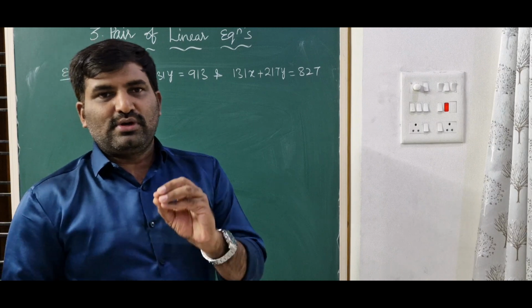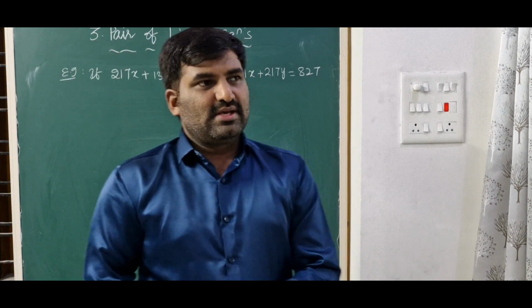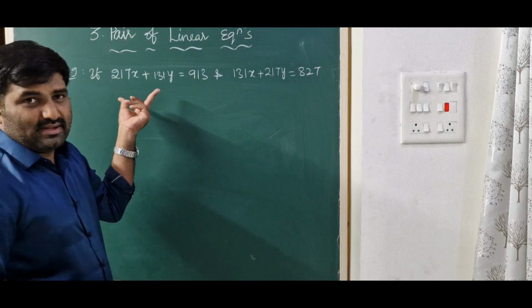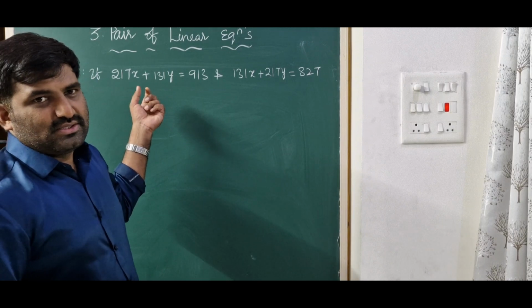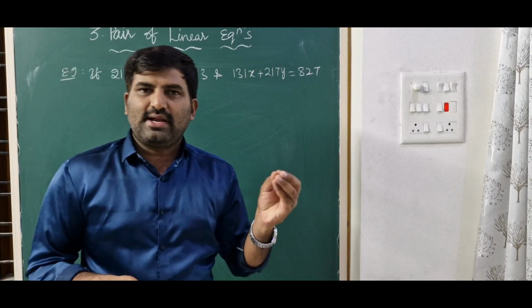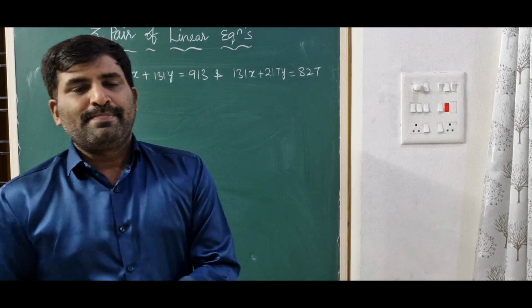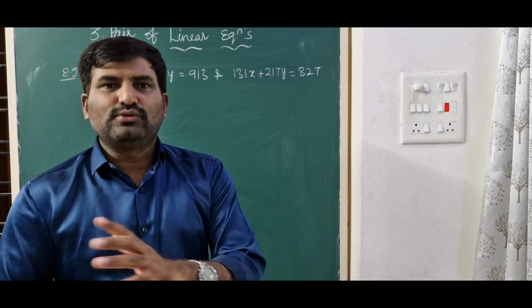Don't get confused or scared by these numbers. Literally the numbers are big, right? We have three-digit numbers. So by using the substitution method or elimination method, it is difficult to solve. So how to do this?